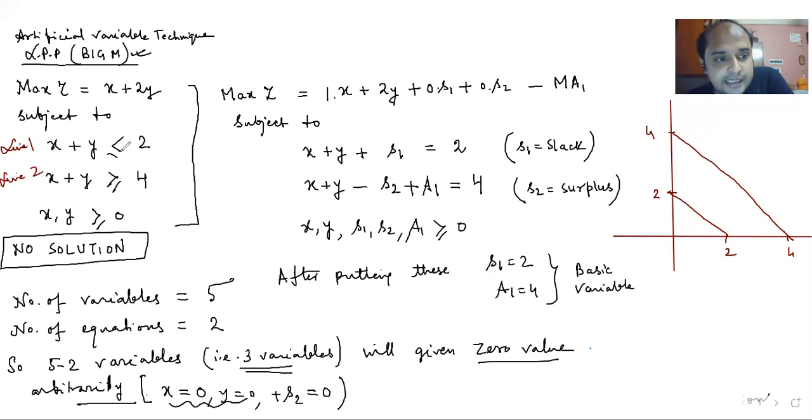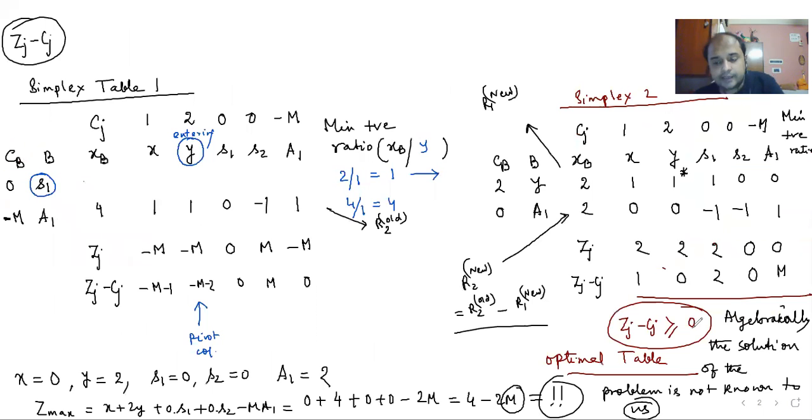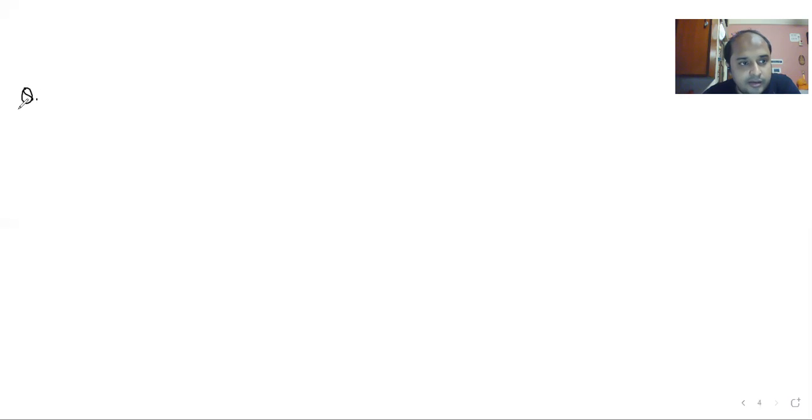And you see that this is a lesser than type inequality, so the region will be this portion. And this is the greater than type of inequality, so the region will be that portion. So no common feasible region, and therefore no solution. And here also in the simplex table we have obtained that there are no solutions.